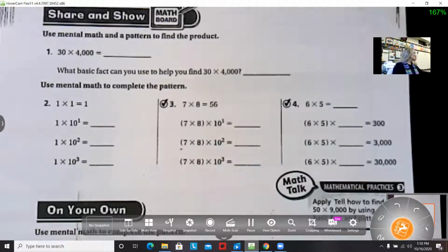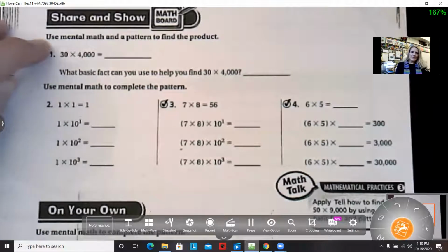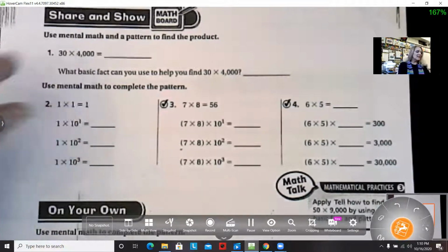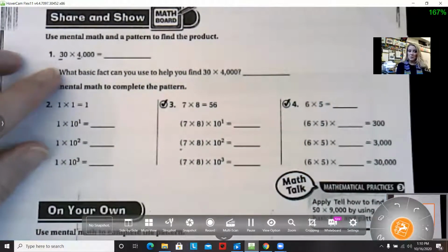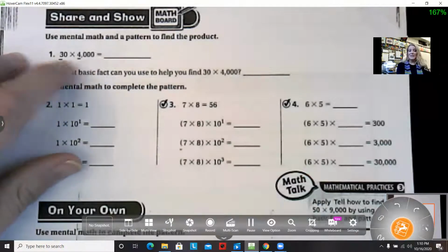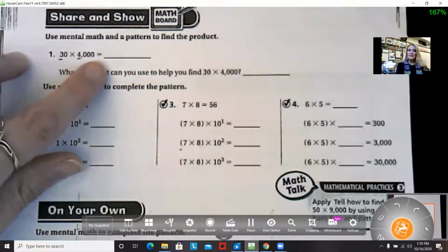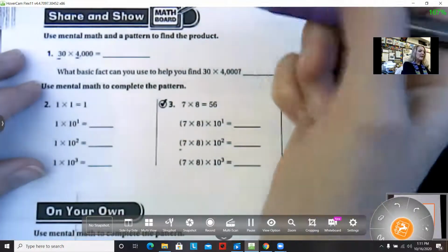Okay, kiddos. So let's start up at the top. What we're going to do today is basically take the two digits that you see available to us that aren't zeros, and we're going to multiply them. And then whenever you multiply these numbers with all these zeros, you just count all the zeros that are at the end, and that's how many zeros you put at the end of your answer. Okay, so it says use mental math and a pattern.